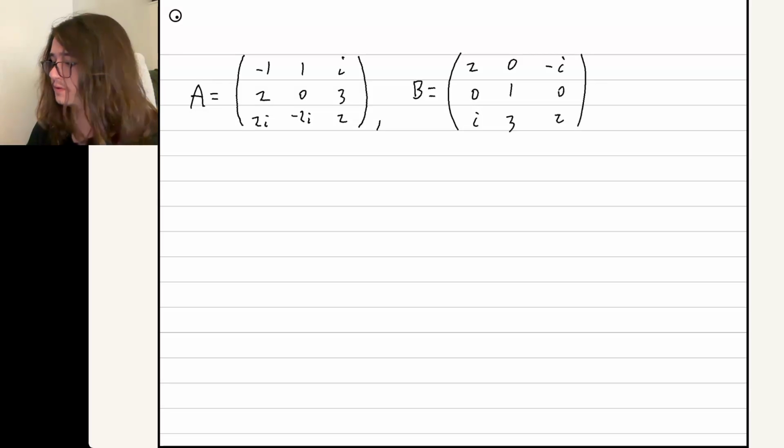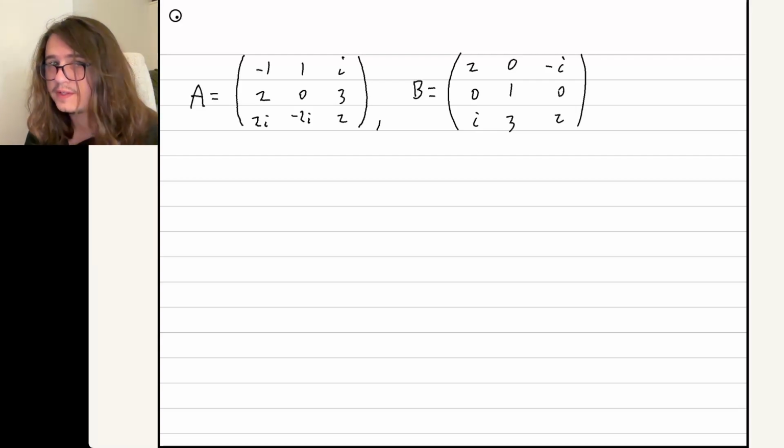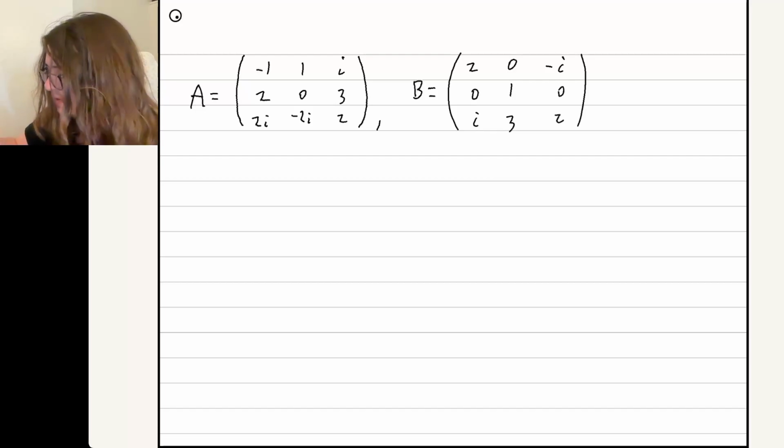Alright, silly people, here's the situation. Griffiths is giving us these two matrices, A and B, and he's going to ask us to do a bunch of stuff with them. So, the first thing he wants us to do is to just add them up, A plus B.